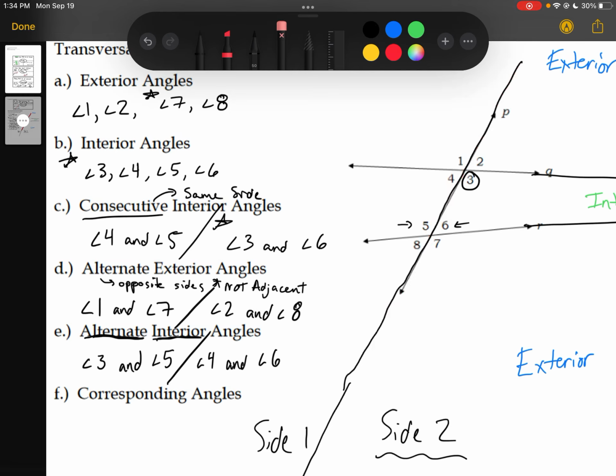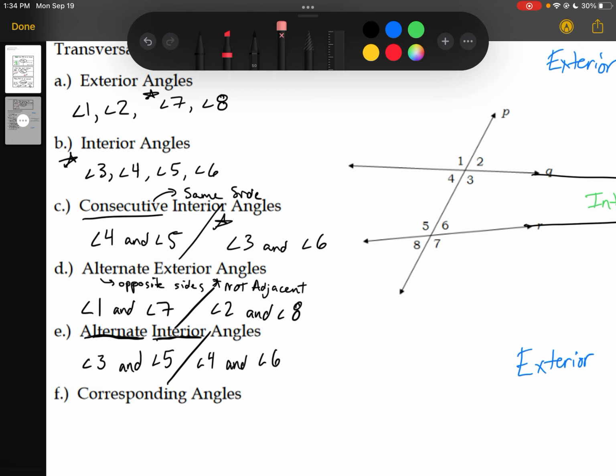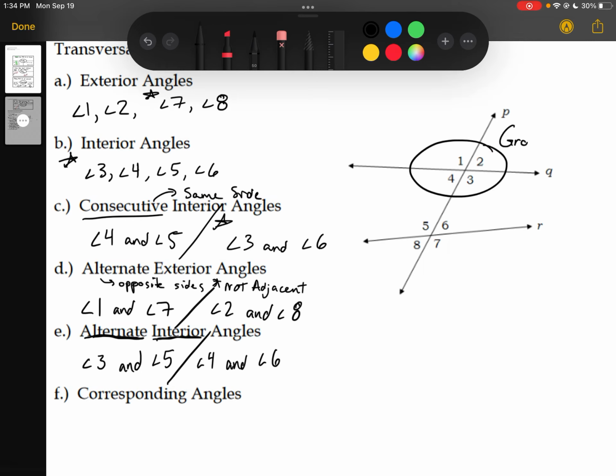All right, our last set here is corresponding angles. So bringing us back to our clean template here. And the funny thing about these is that actually all this interior, exterior stuff doesn't matter at all. These are my personal favorite ones because I don't know why, it just always kind of clicked for me here with corresponding. So the way that we think about these is we take a group.